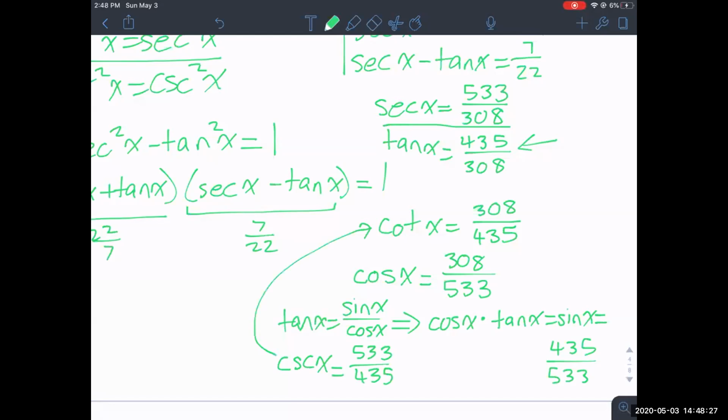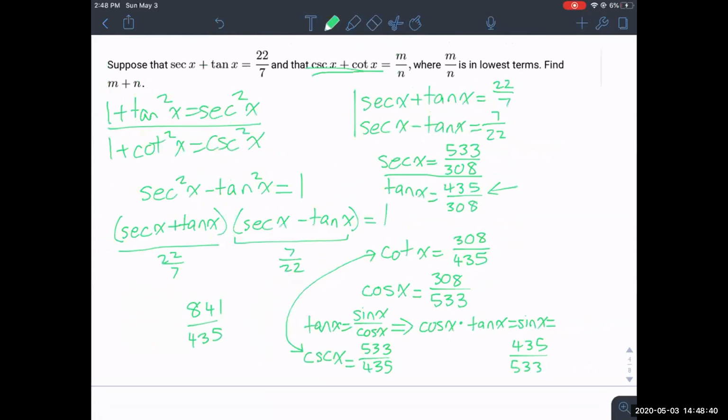math. And then we can add these two together. Our result is 841 over 435. Believe it or not, this thing actually simplifies. It helps to know that 841 is actually 29 squared. So your result ends up being 29 over 15. And then to find m plus n, that's 44.